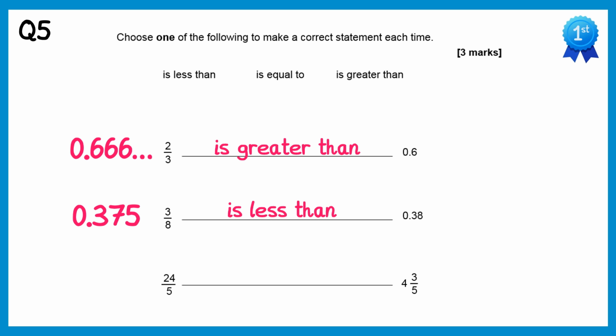For this last question you could type it into your calculator and get a decimal, but you might find it easier to write it as a mixed number. So instead say how many 5s go into 24, which is 4, and then how many left over, which is also 4, and the denominator would be 5. So 24 over 5 is the same as 4 and 4/5, which is obviously bigger than 4 and 3/5, so this one is greater than again.